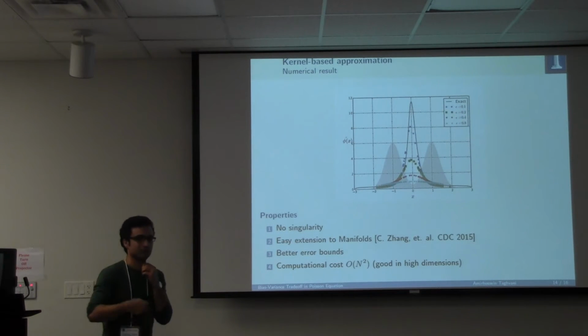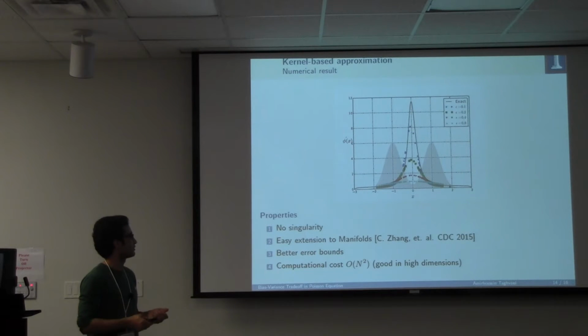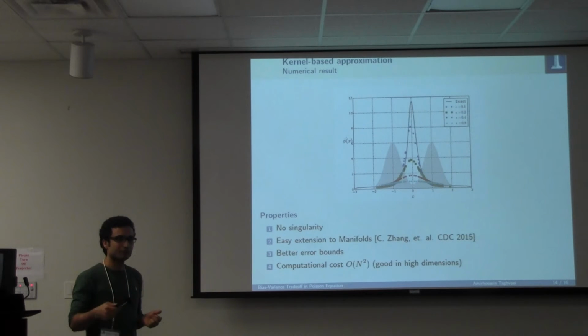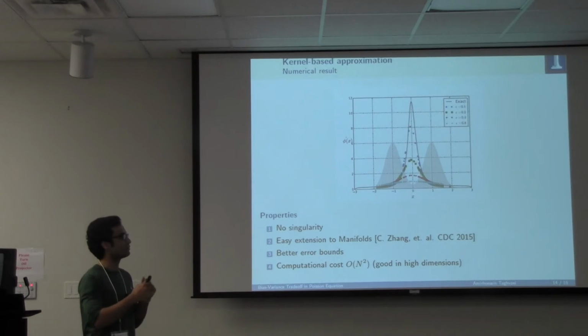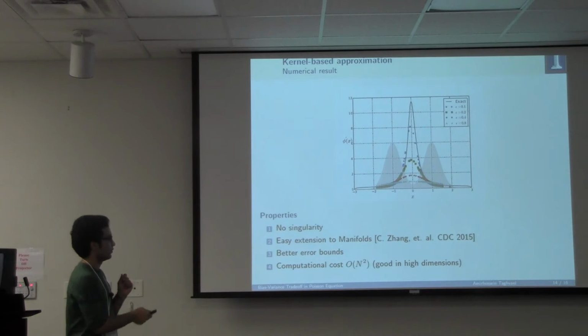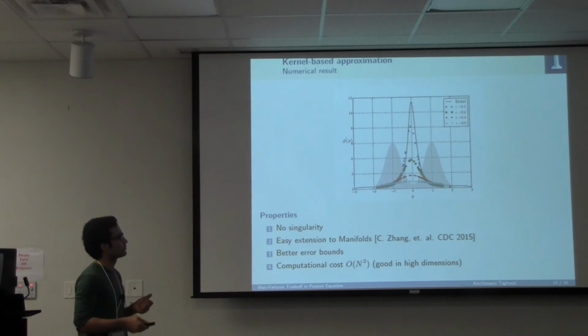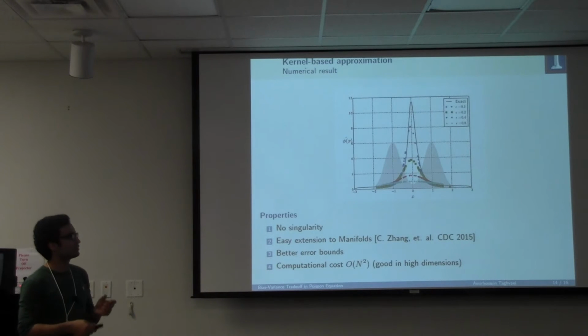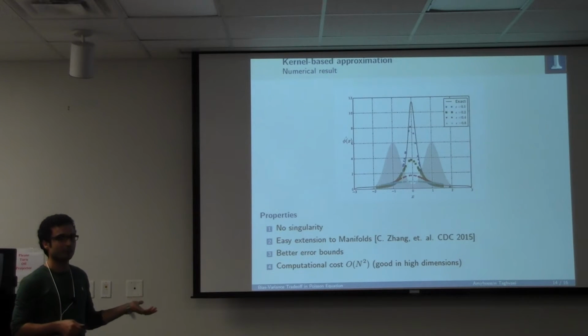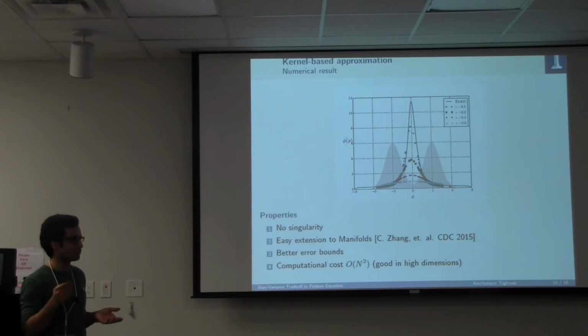Compared to the Galerkin algorithm, there is no singularity here. Your solution is always stable, and it can also be easily extended to manifolds, because what you need is just some distance between the particles, and you can obtain better error bounds, and computationally it scales with n squared, where n is the number of particles. So in low dimensional problems, it may not be good, but for high dimensional problems, it may be preferable.